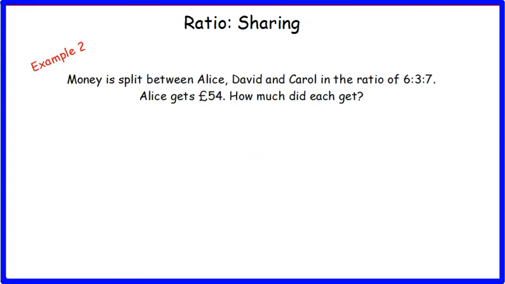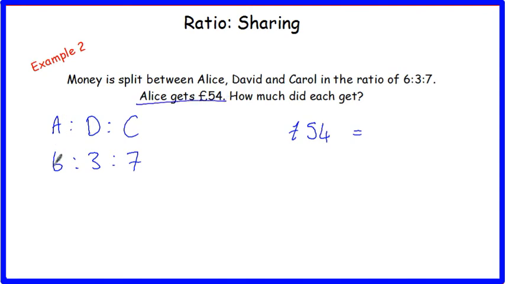Money is split between Alice, Dave and Carol in the ratio of 6 to 3 to 7. Alice gets £54. So here's how I'm going to start this. £54 is equal to, so I have Alice, Dave and Carol, and it's 6 to 3 to 7. Now the £54 just belongs to Alice, so that one is 6 parts. So one part is 54 divided by 6, so one part is 9.